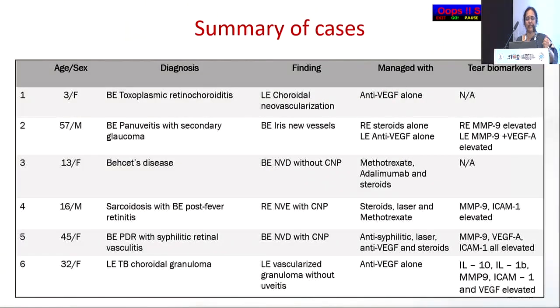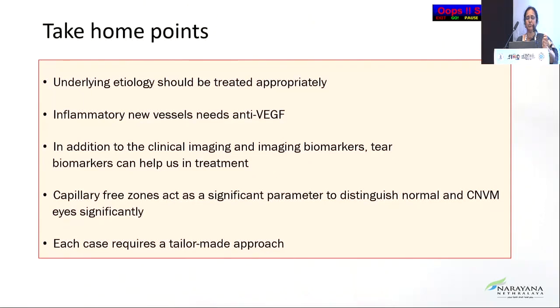This is a summary of the cases. We managed the majority of the cases with, in addition to anti-inflammatory therapy, an anti-VEGF agent. To summarize, in uveitic new vessels, we need to treat the underlying disease. Whether it's infective or inflammatory, we have to treat them with appropriate anti-inflammatory therapy. Inflammatory new vessels respond well to anti-VEGF therapy.